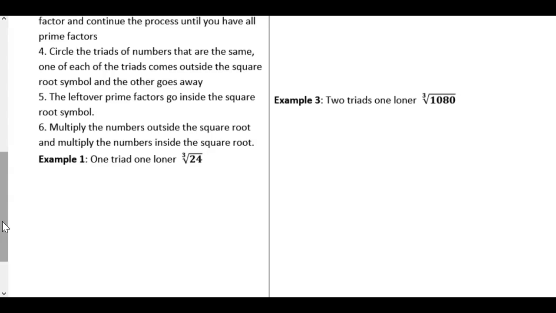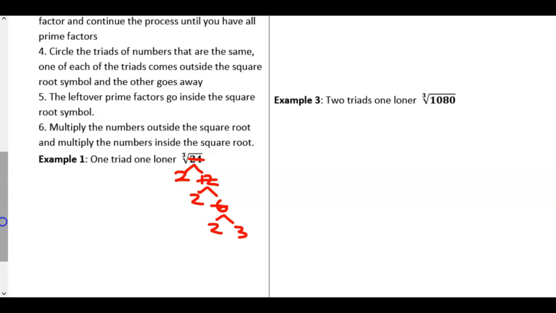Okay. So, let's break it down. 24 is 2 times what? 2 times 12. And then 12 is 2 times what? 2 times 6. Very good. And then 6 is what? 2 times 3. Now 3 is prime. So we're done doing the factor tree.